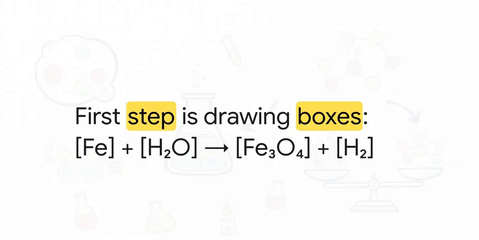So step 1 of our framework, we're going to draw literal boxes around the compounds. Why do we bother doing this? Well, it's a brilliant visual reminder that we absolutely cannot change anything inside those boxes. Those subscripts are basically locked away in an impenetrable fortress. Our coefficients, they can only be placed on the outside of these protective barriers. It completely stops us from accidentally changing the actual chemical identity of the molecules while we're crunching the math.